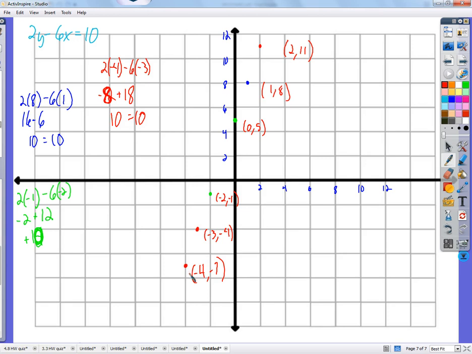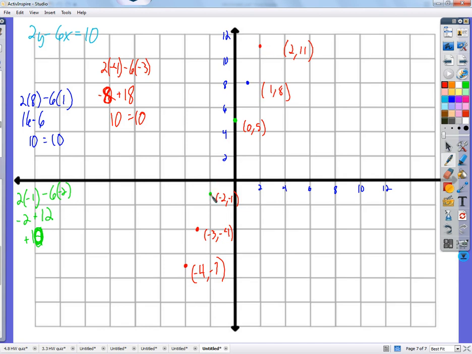Well, the x goes up by 1 as you're going, and the y goes up by 3. So every time we move over 1 in the x direction, we move up 3 in the y direction. That holds for all the points that we know for sure are solutions because we've already checked them.